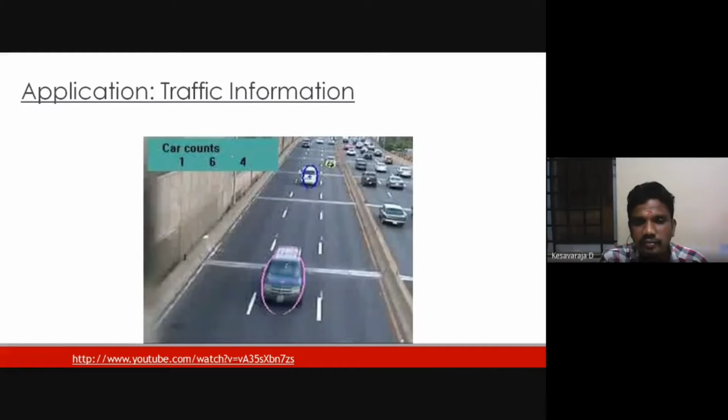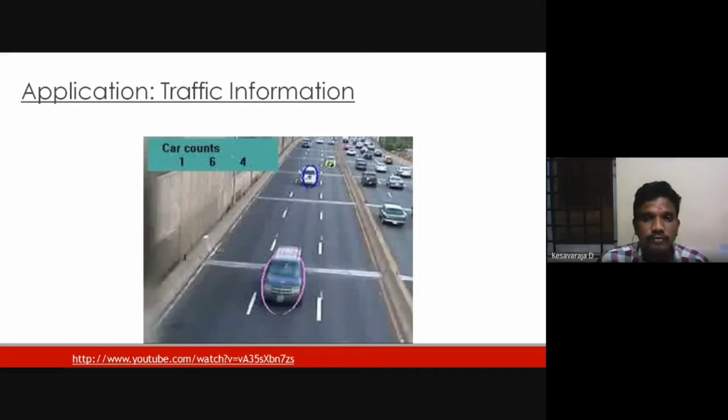So it will track. For example, there is a rose circle as well as a violet circle, which will track the car, the entire movement of the car. Automatically, the traffic information system represents the count, for example the front car was count 1, and 6 cars are located behind that, something like that. So it will display the entire information. So augmented reality also helps with traffic.